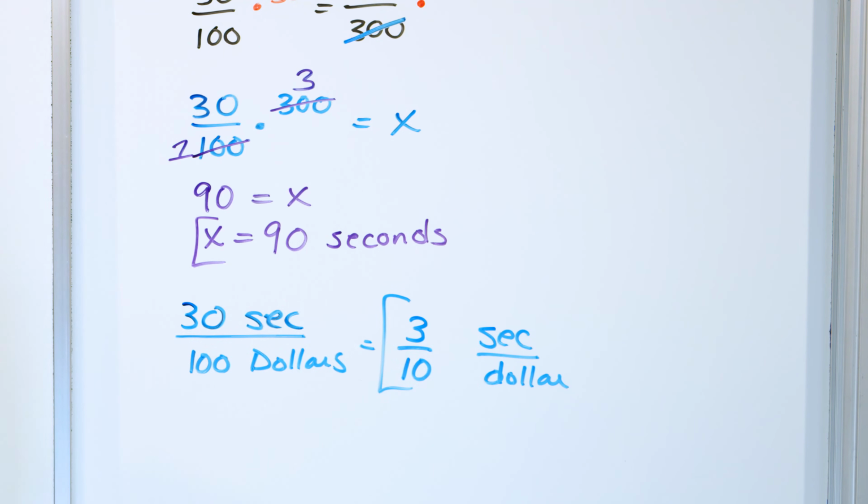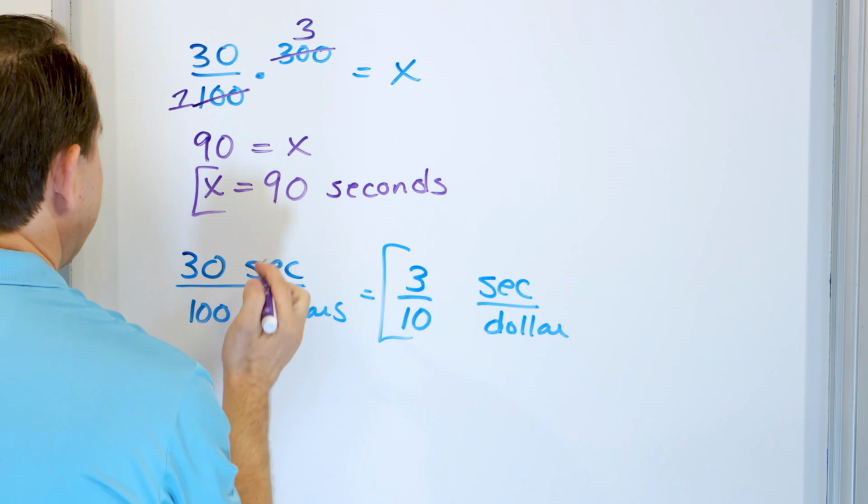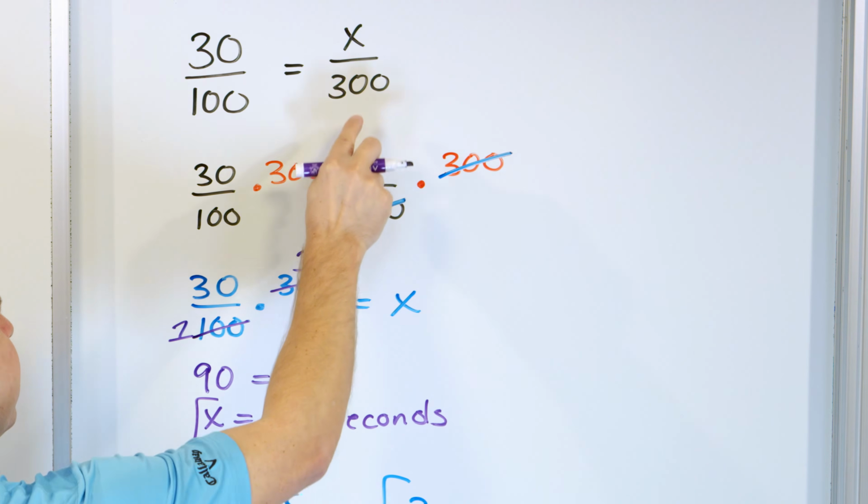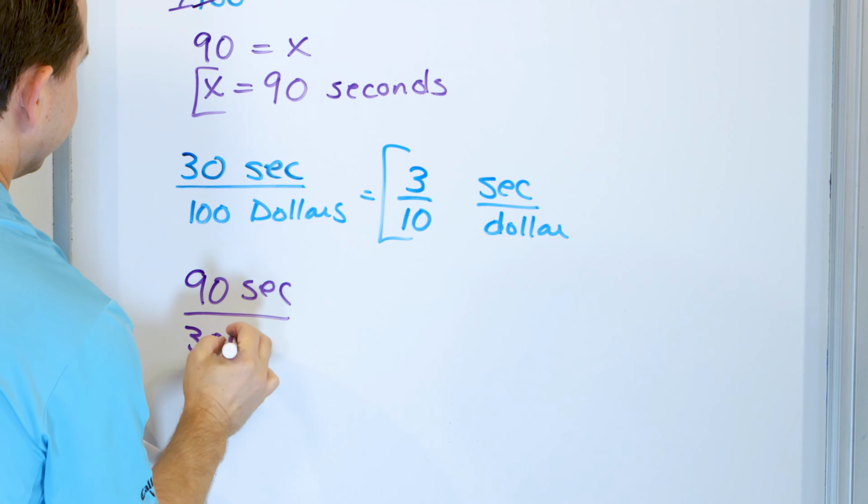Now let's calculate the same thing using our answer. We had 90 seconds. How much money did we spend on 90 seconds? We spent $300.